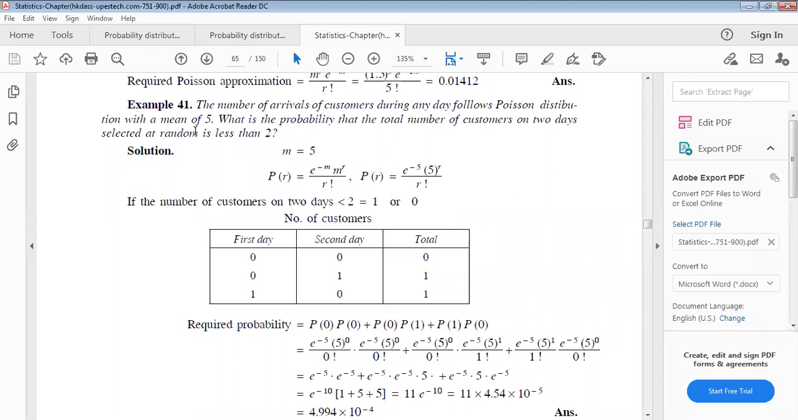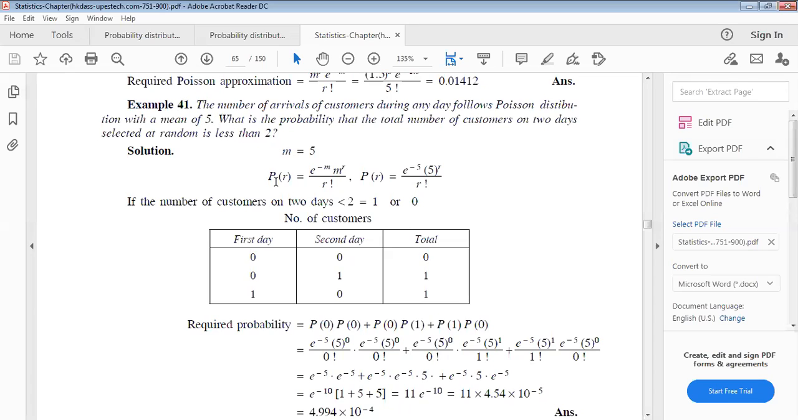Now example 41. This is also an application of Poisson distribution. The number of arrivals of customers during any day follows Poisson distribution with the mean of 5. What is the probability that the total number of customers on 2 days selected at random is less than 2? Now the mean, we already know, is denoted by small m. This is the mean of Poisson distribution. Mean is given, m equals 5.